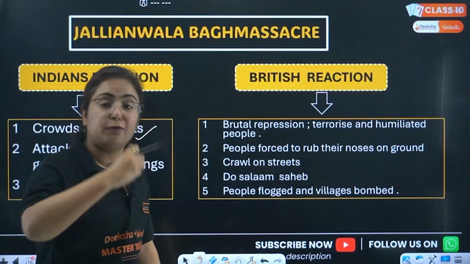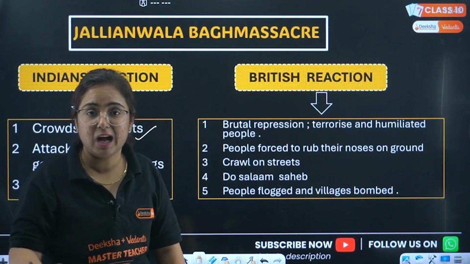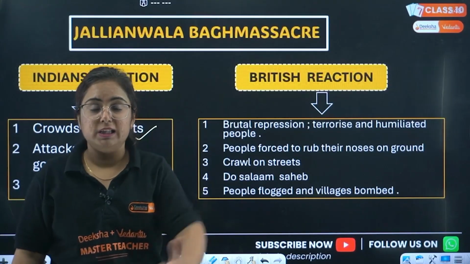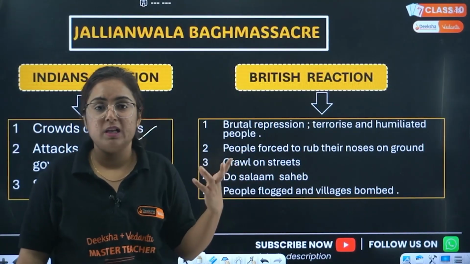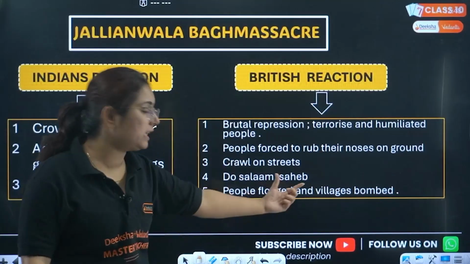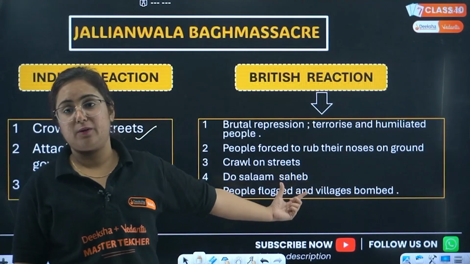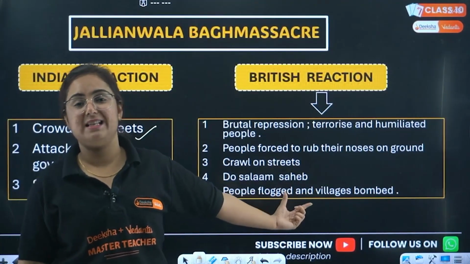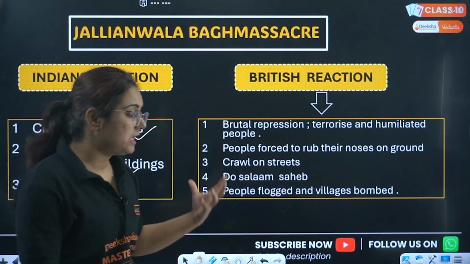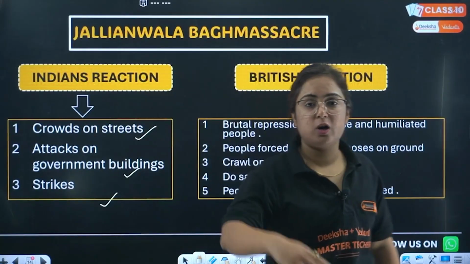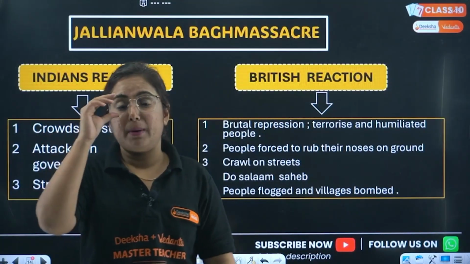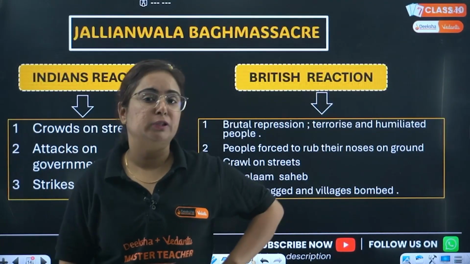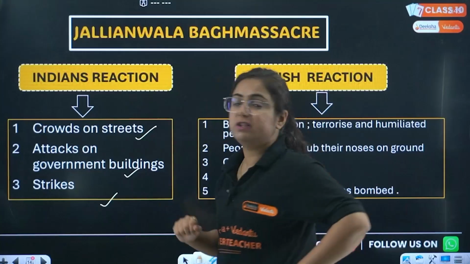People were forced to rub their noses on the ground. They were asked to crawl. They were asked to say Salam Sahib to any Britisher they saw on the way. And villages were bombed after the Jallianwala Bagh incident. Leaders like Mahatma Gandhi and Rabindranath Tagore showed their response to this act by giving up the British titles given to them. Now, this is what the story is.